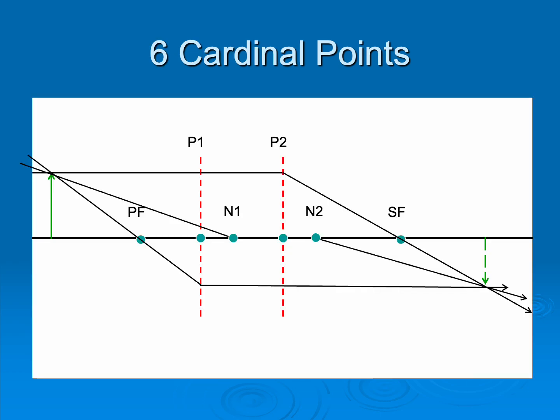If I didn't mention it, this is called a cardinal point diagram, and there are 6 cardinal points, and you can see them here. We've just added that one that goes to nodal point 1, and then it goes horizontal and exits nodal point 2, and the rest you've already seen, but you've got all of these points telling you where the image is going to be.